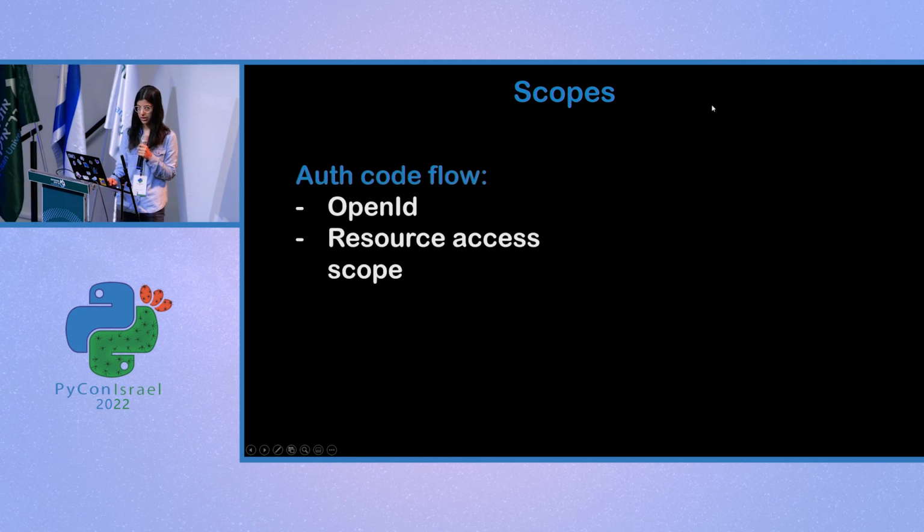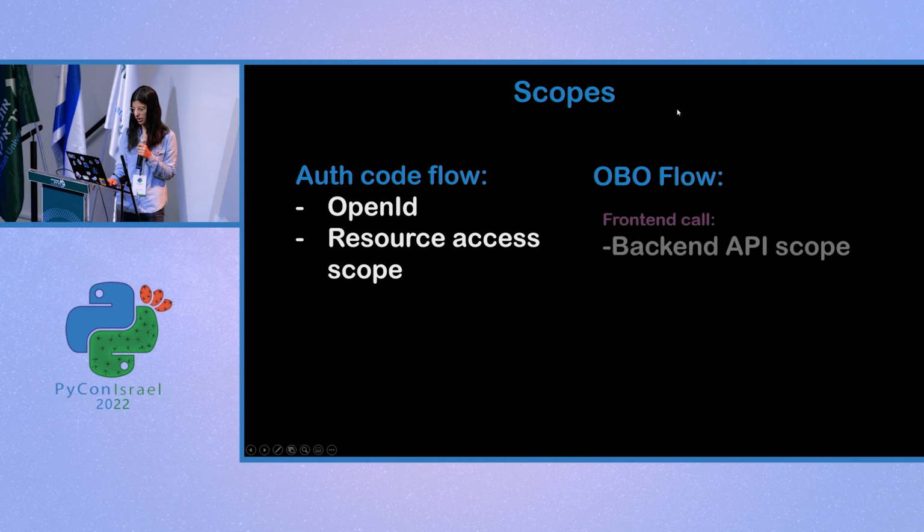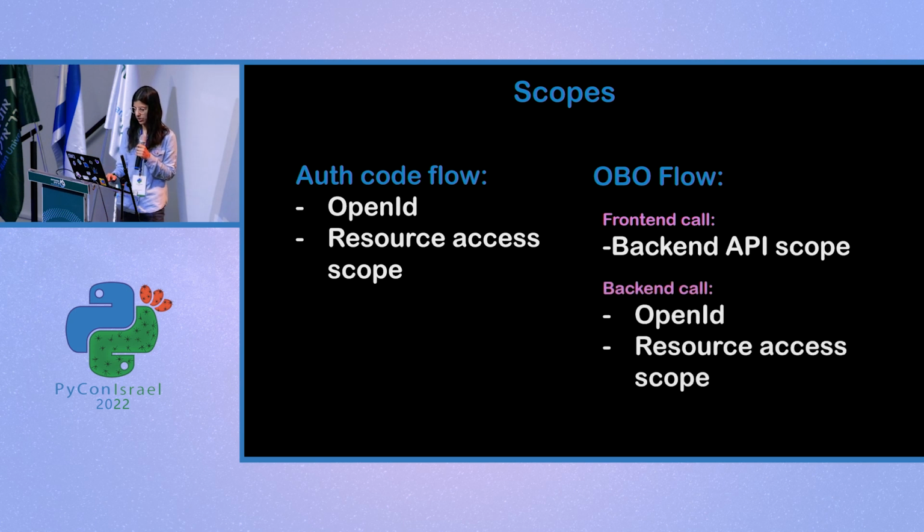So the main difference here, I think, is the scopes. In the OAuth code flow, the scopes that were requested are the OpenID and the resource access scope. And in the OBO flow, the scope requested from the front-end side was the backend API scope. And in the backend call, the scopes were the OpenID and the resource.